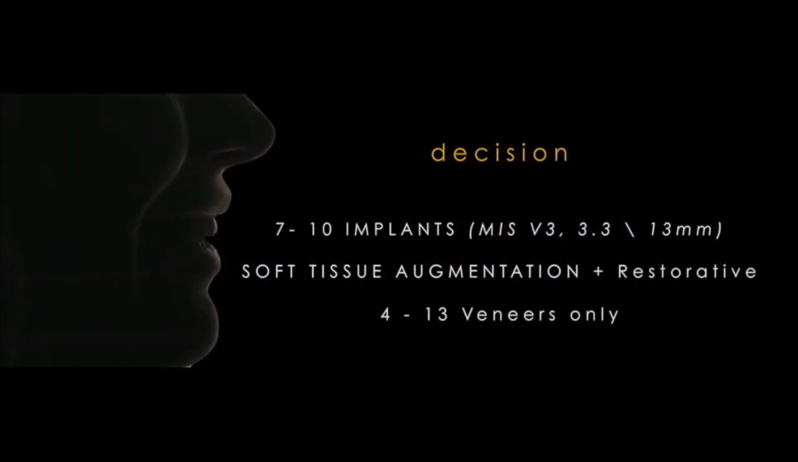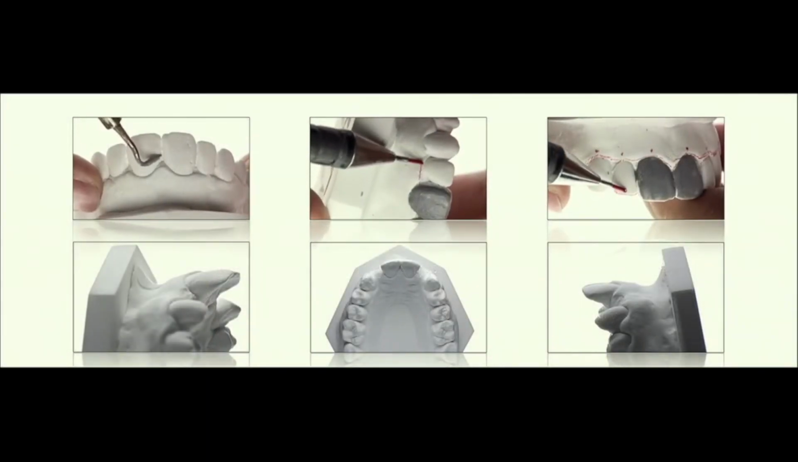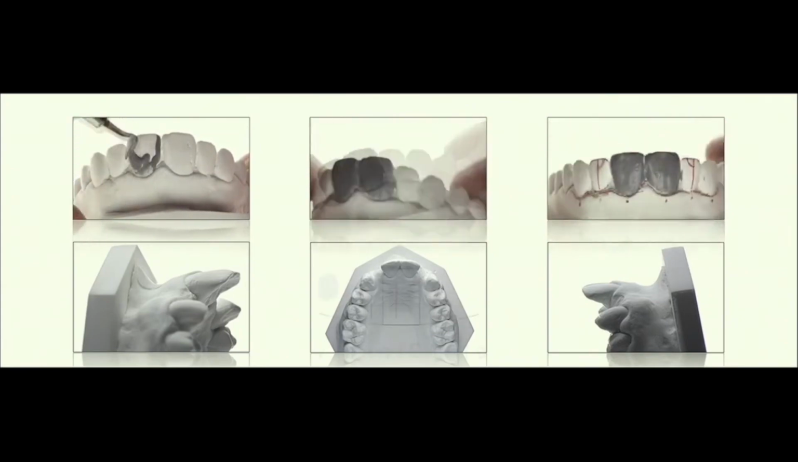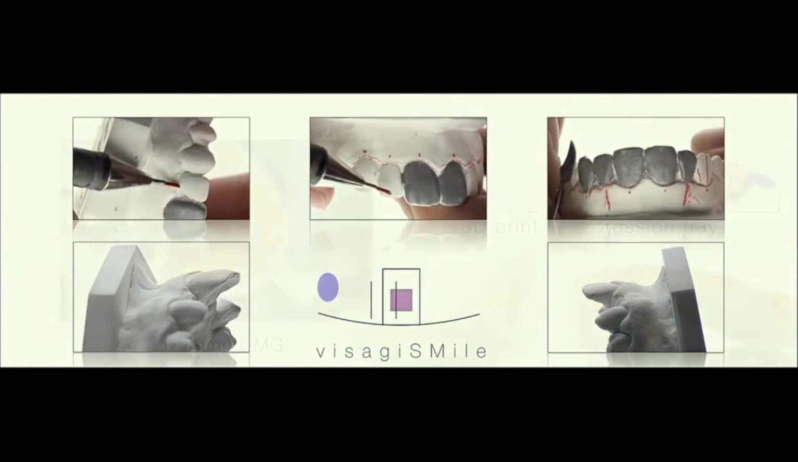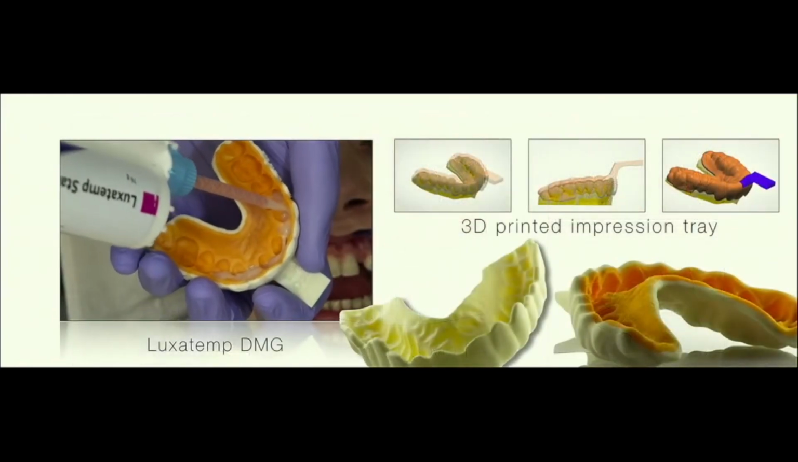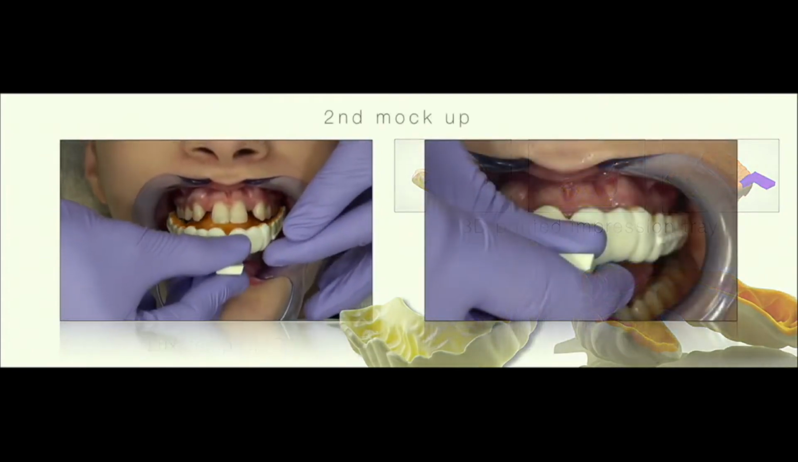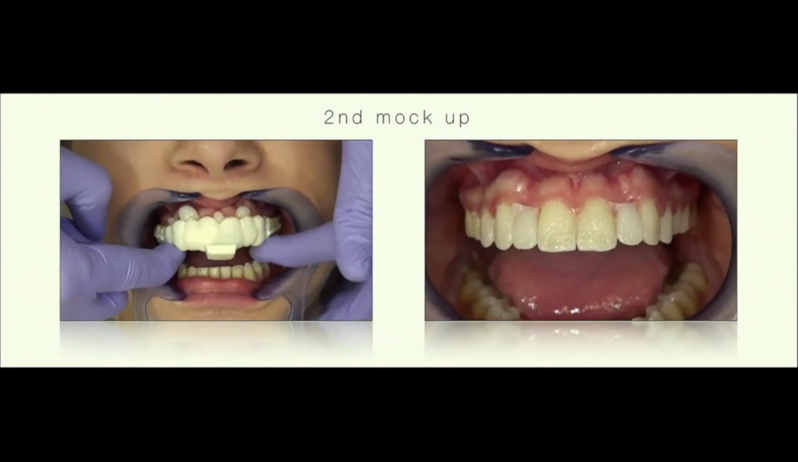The decision was to place 2 implants, MISV3s, between 7 and 10, soft tissue augmentation, and veneers from 4 to 13 after the whole work. So now the lab is mimicking exactly what I have given to him and what the Visage smile was given to him, working with the line angles, with the individual tooth shapes, and then delivering this back to my office. We're making the impression of the wax-up, filling it with Luxatemp, placing it into the patient's mouth, and boom, in a split second, now I have the design.